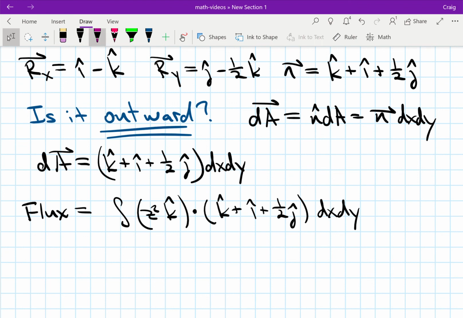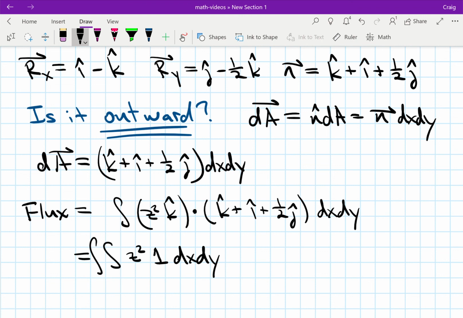So clearly, since I've got a k hat here, these two pieces really go away and don't contribute. And so the answer is that the flux is going to be the integral of z squared times 1, so k hat dot k hat is 1, and k hat dot i hat is 0, k hat dot j hat is 0, so I only have one of those three terms contributing, and I'm still integrating over x and y. Now I'm going to think more seriously about the limits. I will do an integral.